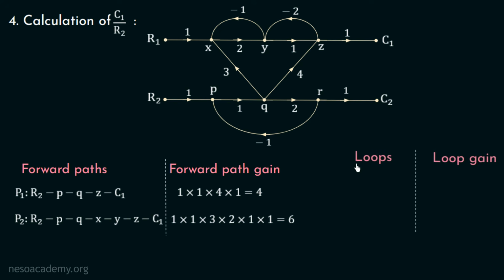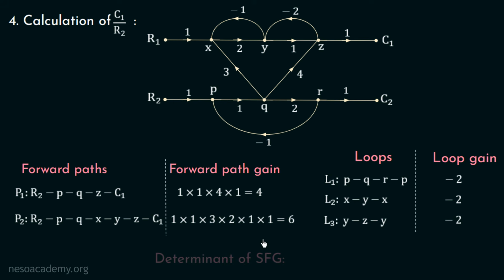We will now move on to the identification of loops and the calculation of loop gain. And we already know that we have three different loops. The first loop is P, Q, R, P, having gain -2. The second loop is X, Y, X, having gain -2. And the third loop is Y, Z, Y, having gain -2. And out of these, loops L1, L2 and L1, L3 are pairs of non-touching loops. So when we apply the formula to calculate the determinant of SFG, we will have the determinant of SFG delta equal to 15.